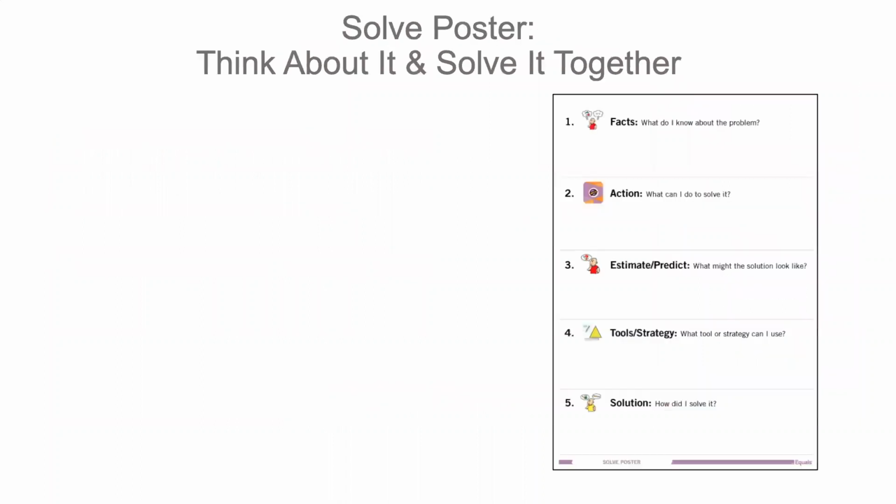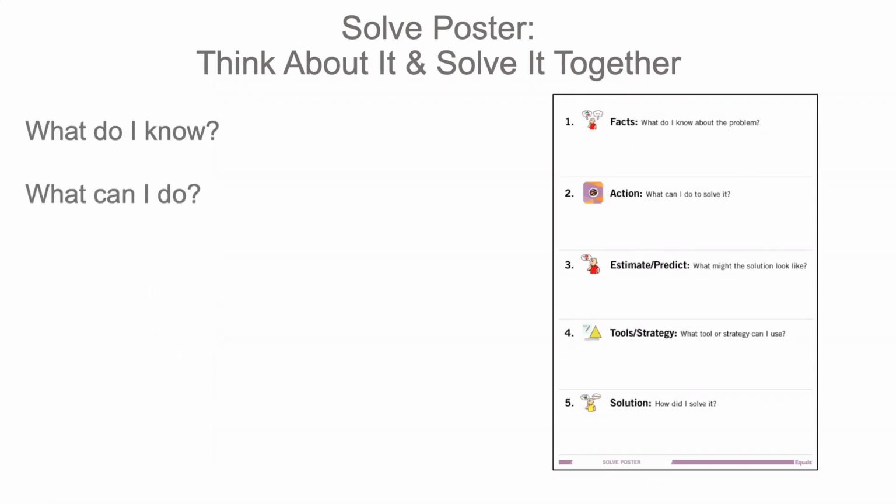The solve poster is used on the second page during the problem-solving activities, think about it and solve it together. The solve poster displays the 5 problem-solving steps that are used to support students visually as they learn what it means to solve a problem. The 5 steps are facts. So, what do I know about the problem? How can I identify facts?